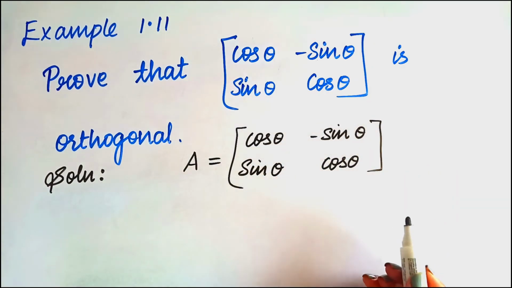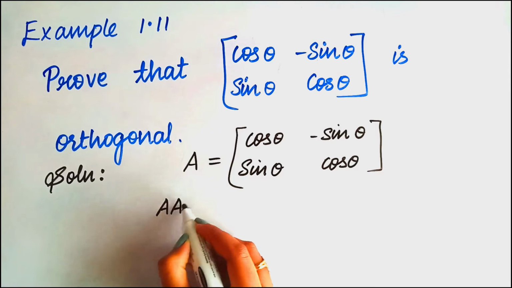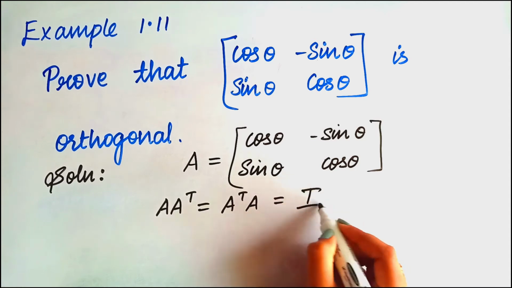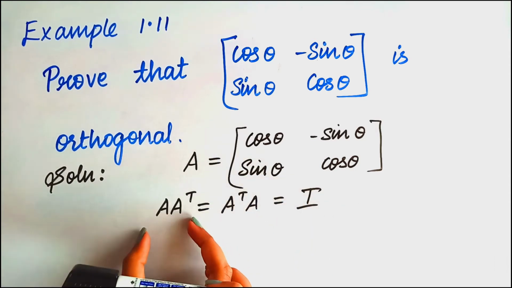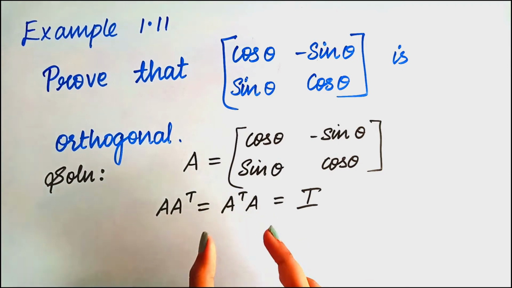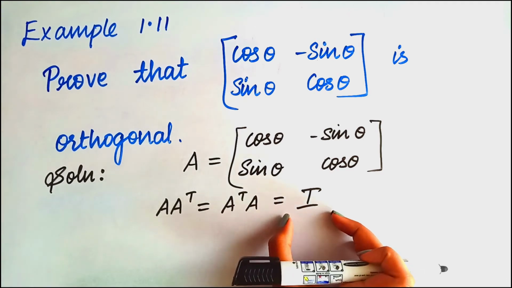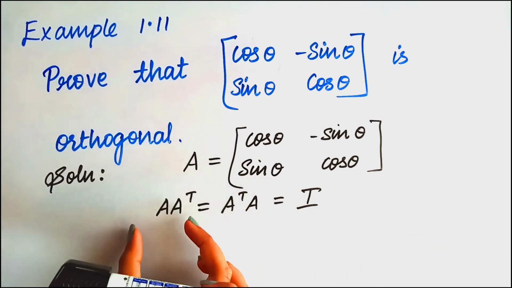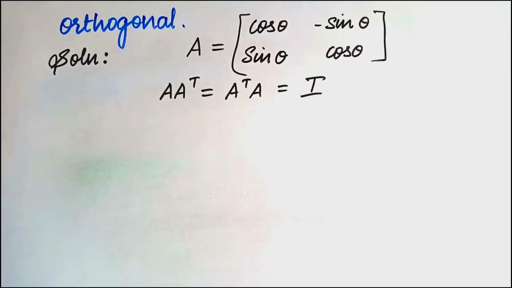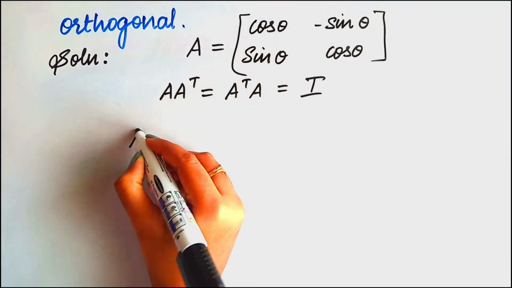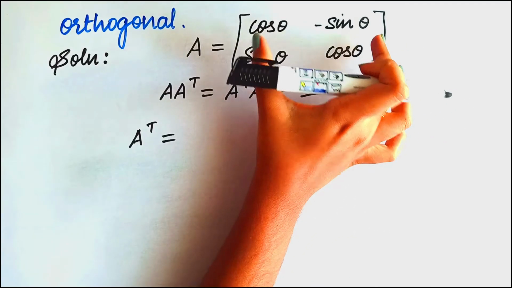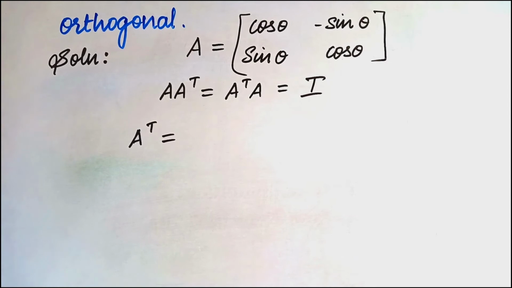Okay, so now according to the definition of orthogonal, A into A transpose is equal to A transpose into A is equal to I. So what we have to do first, you have to find A into A transpose, and that must be equal to A transpose into A, and this must be equal to I. Okay, so now let's find it. First, let's take A into A transpose. For that, first you have to find the value of A transpose, right? Now let's find it. A transpose is equal to, what do you have to do? First, you have to take the first row of A and then you have to put that in a column.